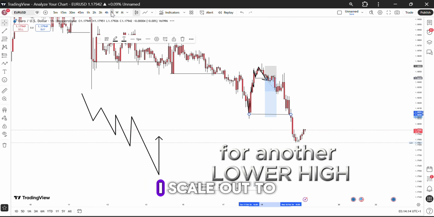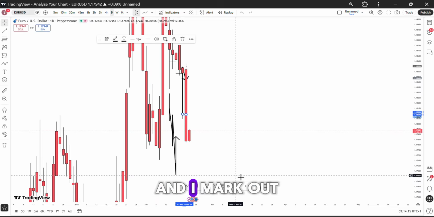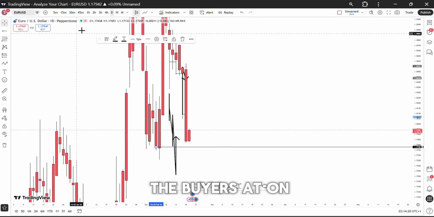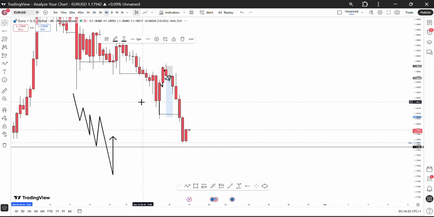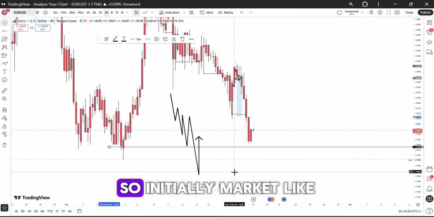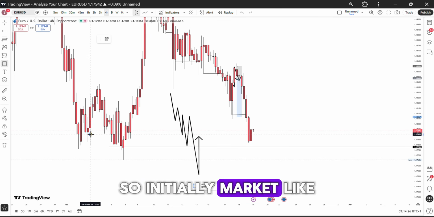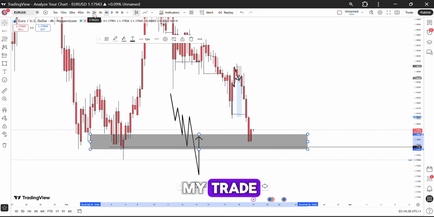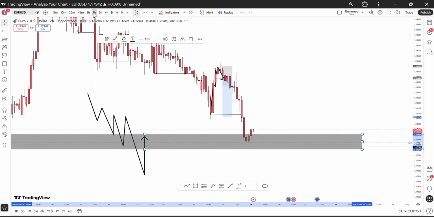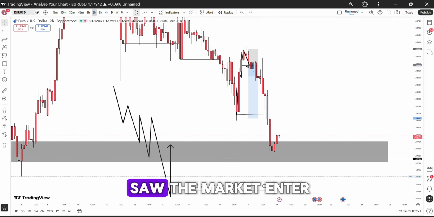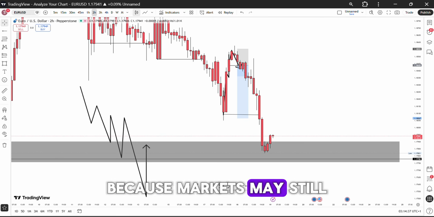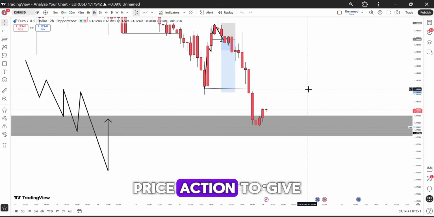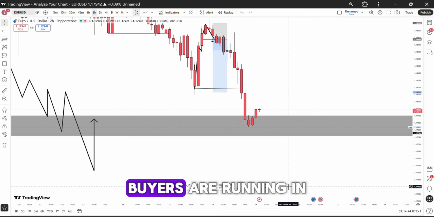So I scale out to the daily time frame and I mark out where the buyers are. So this is where the buyers are at. On the 4 hour, this is where the buyers are at. So initially, the buyers are in this zone. So I don't close my trade as soon as I see the market enter, because the market may still break that place. But I wait for price action to give me confirmation that buyers are already in the market.